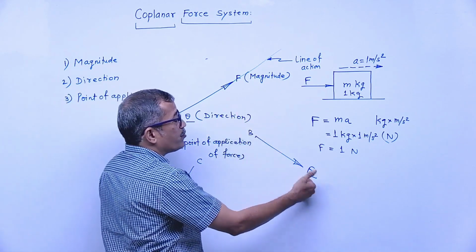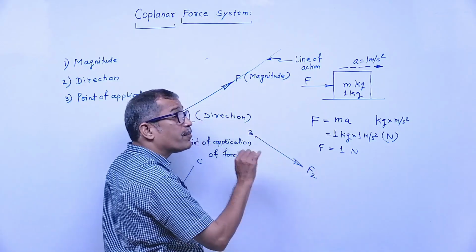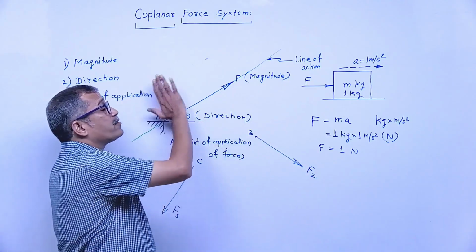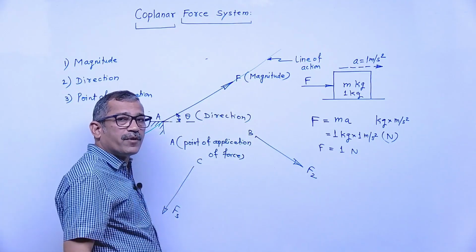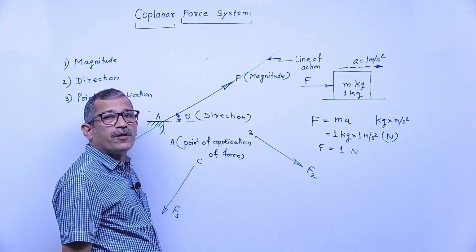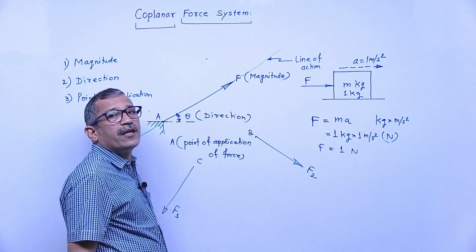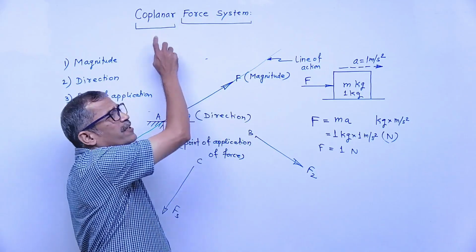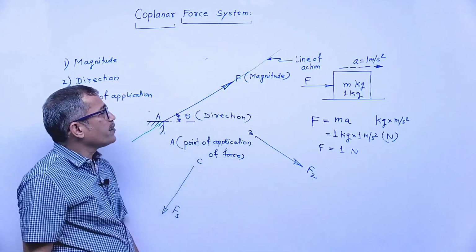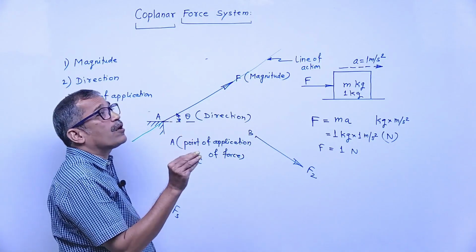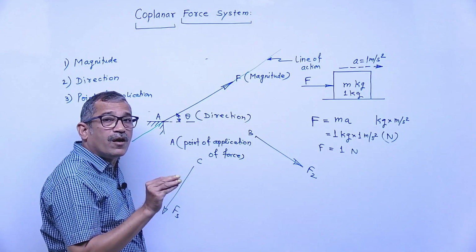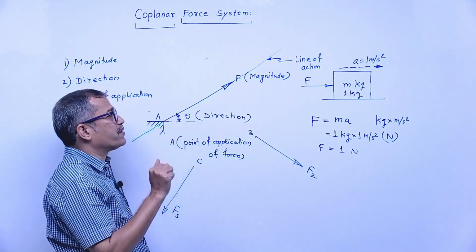The line of action of force F2 is also lying in the xy plane. If the lines of action of all the forces lie in one single plane, then the force system is called what? Coplanar force system. From the name itself, coplanar means in one plane. The other force system is called the non-coplanar force system, or forces in space.